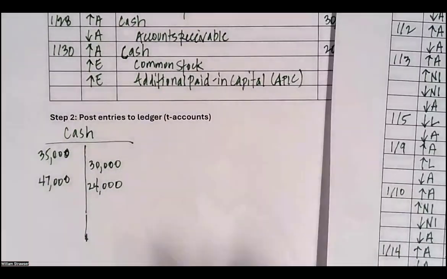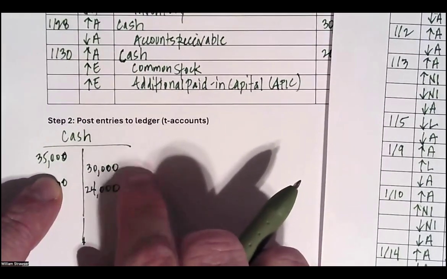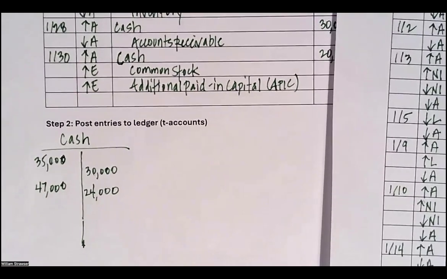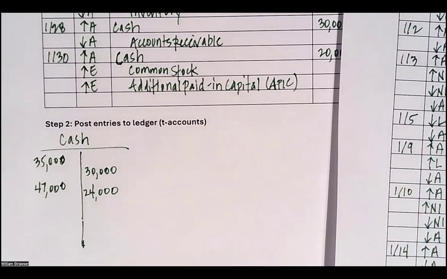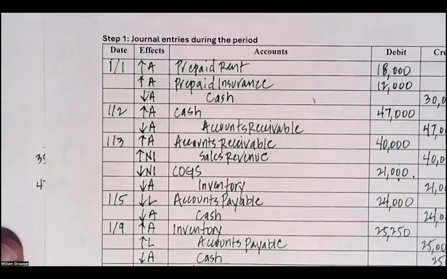Notice that I'm staggering, that I'm not putting 35 and 30 on the same line and 47 and 24 on the same line. This helps me when I'm checking my work, because then I can make sure that if there's a mistake somewhere, I transferred everything. It helps to have them separated so I can see which came first.